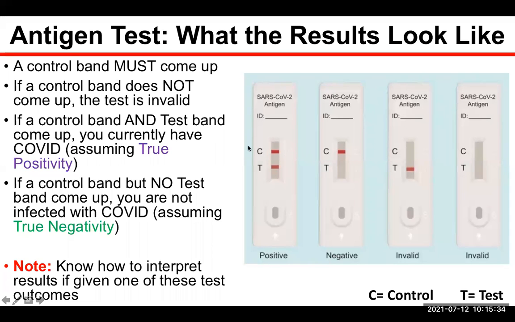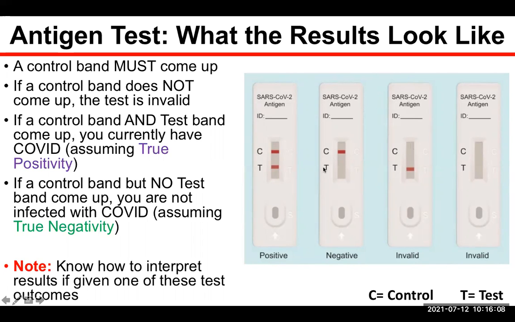So here we have C for control and T for test. If the control band comes up, then that means the test is reliable. You can trust whatever the results tell you. Now, if there is no control band that comes up, then the test is going to be invalid because something basically went wrong in the whole process of running the sample through this strip.